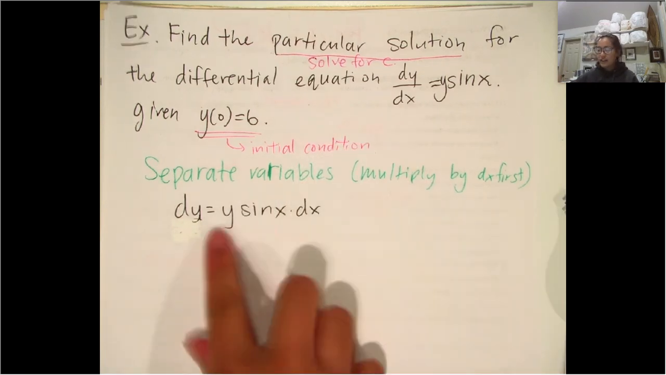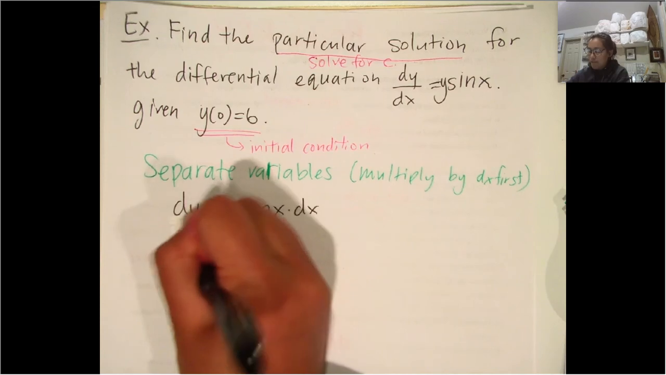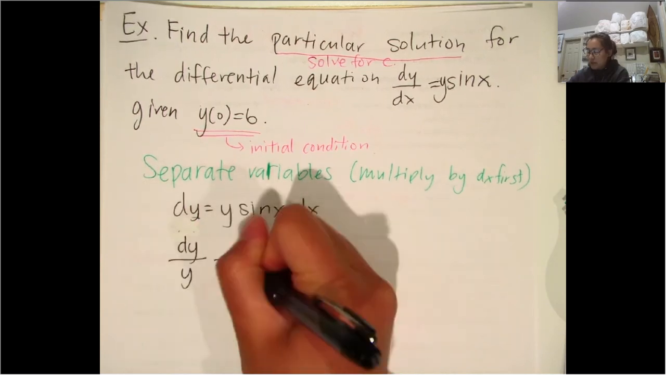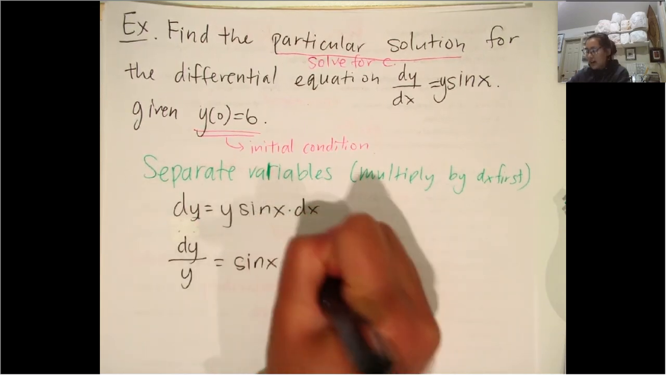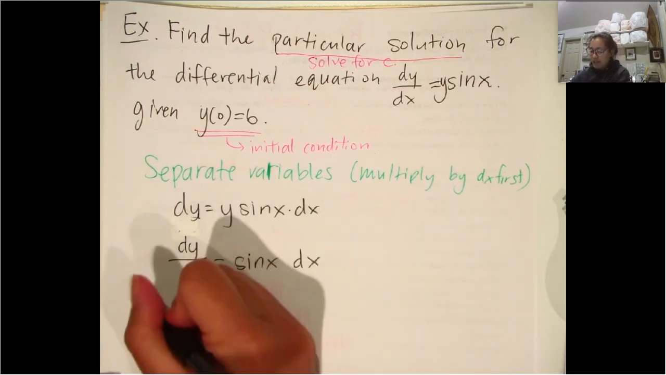You'll notice that there is a y here that is on the x side. So we need to get rid of that. And as you know, we should only be multiplying and dividing. And so you're going to go ahead and divide that y to the other side. So we have dy divided by y equals sine of x dx. And just as before, we're going to integrate both sides.